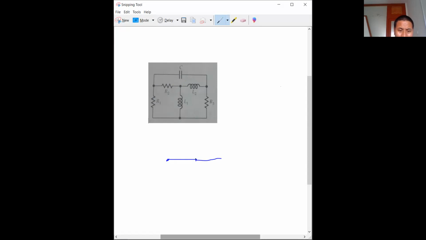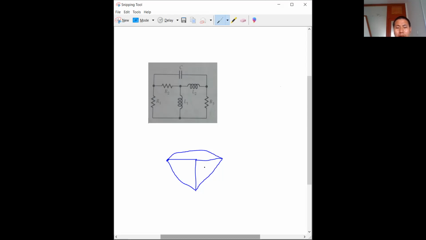From this node we have inductor L, and from this node to this node we have R. So you can draw directly like this. And then from this node to this node again we have R1. We can do it directly like this. And then from here to here it's connected with the capacitor C. So we can draw it like this.